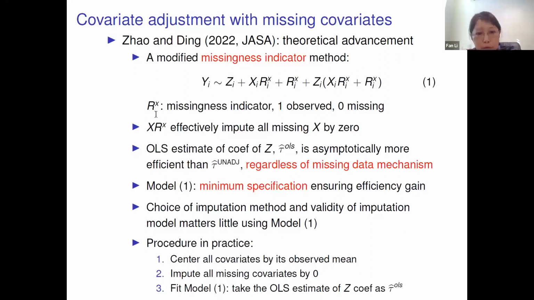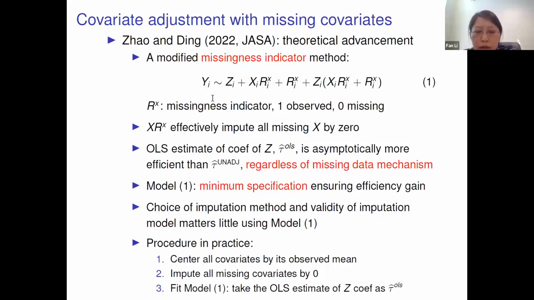So, okay, first, what is a missing indicator? To make life easy, I just consider a case where I only have one partially observed covariate, say X. The Rx is just a missing indicator for each unit: if it's one, it's observed; if it's 0, it's missing. Okay, so what is their approach?